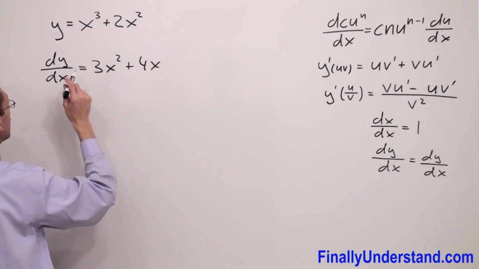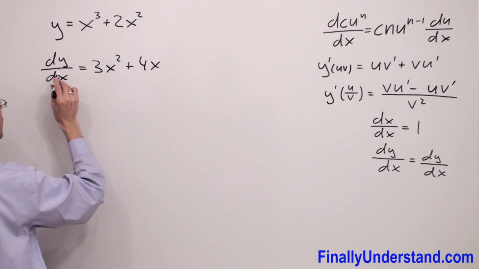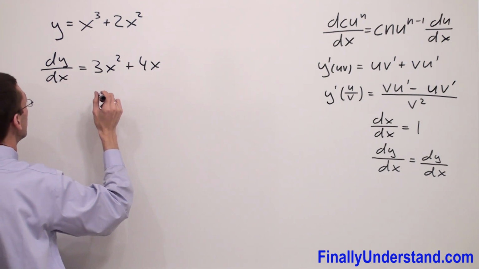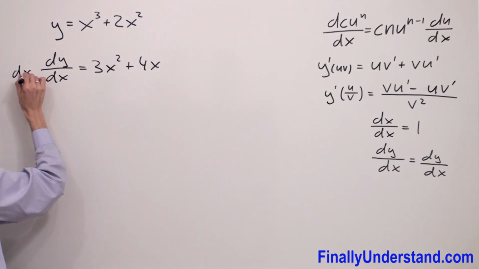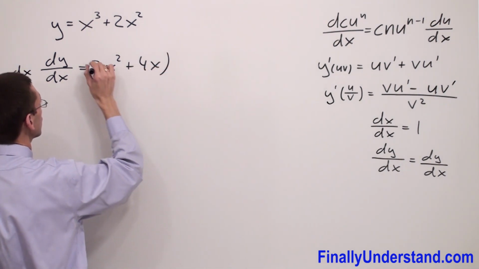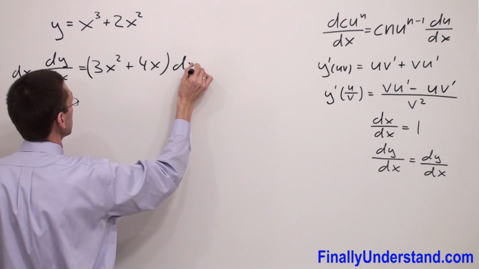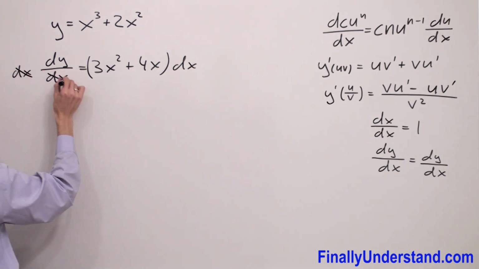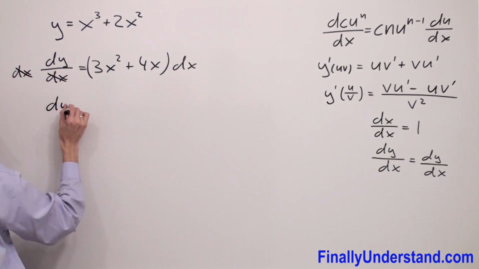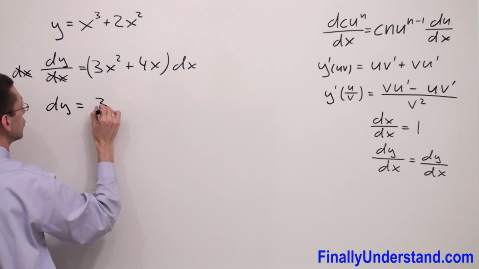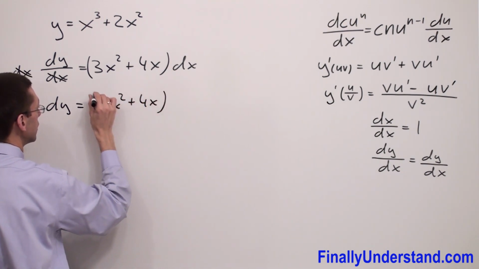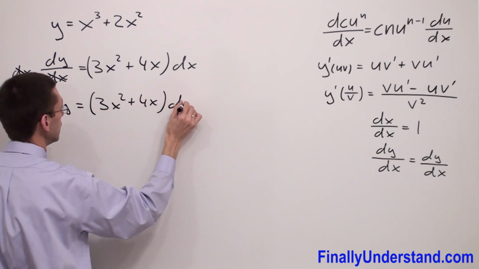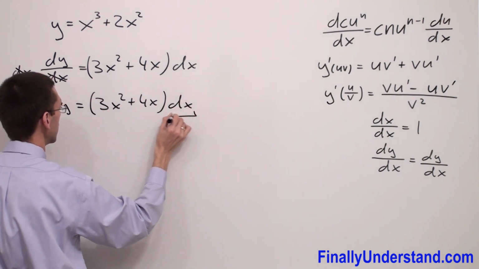And in order to find the differential of y, I'm supposed to multiply both sides of my answer by dx. Times dx. I'm supposed to write dx over here. dx and dx will cancel out, so I have dy is equal to 3x squared plus 4x times dx. And this is my answer to this problem.